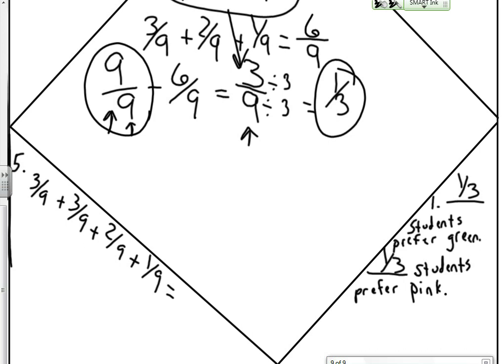3/9 plus 3/9 is 6/9. Plus 2/9 is 8/9. Plus 1/9 is 9/9 or 1 whole. So there I've checked my answer. So again, 1/3 students prefer green, 1/3 students prefer pink.